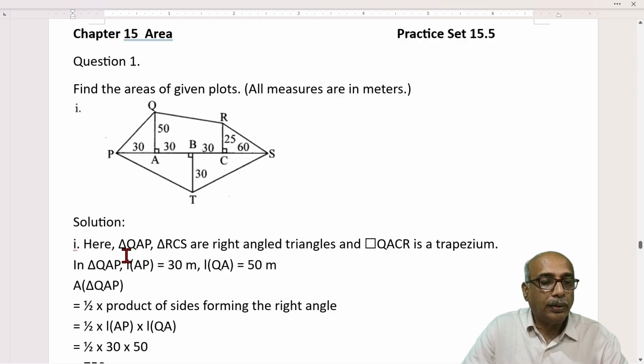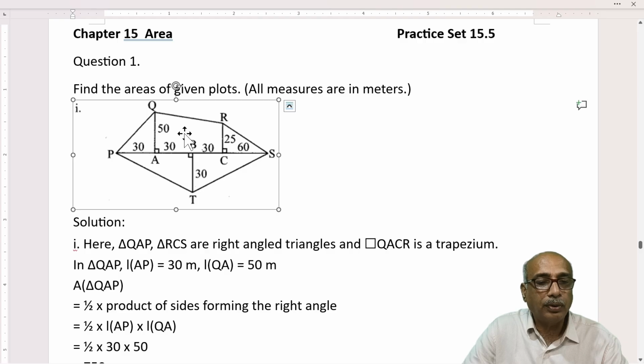So here triangle QAP, right angle triangle, this is the base, this is the height, perpendicular sides. Triangle RCS, again right angle triangle, here is 60 and another side is 25. Both are right angle triangles and quadrilateral QACR is a trapezium. So this figure. And in triangle QAP, length AP equals 30, QA equals 50 meters.